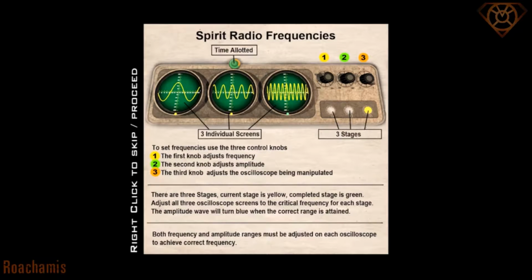Let's go ahead and take a close look at this whole thing. So as we see, we're on a time limit. To set the frequencies, use the 3 control knobs. The first knob adjusts the frequency, the second knob adjusts amplitude, and the third knob adjusts the oscilloscope being manipulated. There's 3 stages. Current stage is yellow. Completed stage is green. Adjust all 3 oscilloscope screens to the critical frequency for each stage.